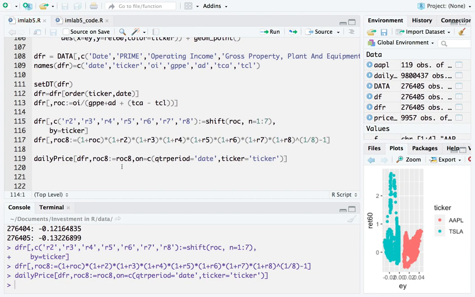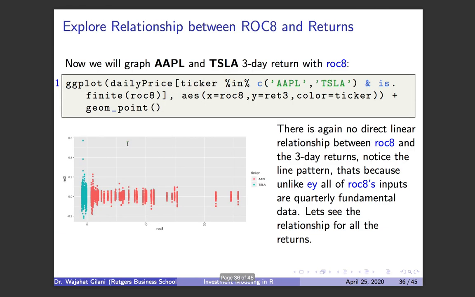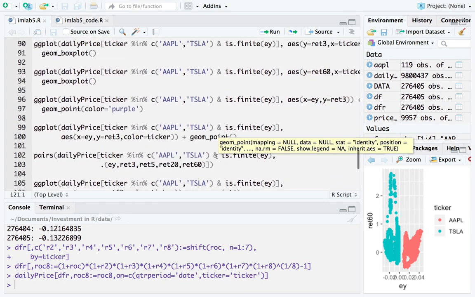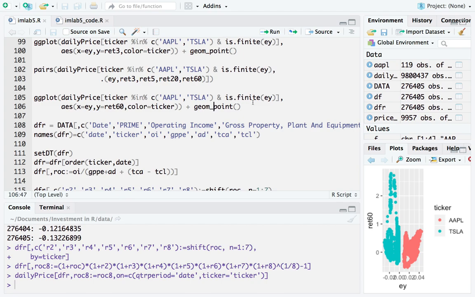All right. So back to our analysis now. Now that we have the ROC8 there, let's go ahead and run back the 3-day return between Apple and Tesla, and instead of earnings yield, let's use ROC8. If we do this, you're going to get this little funky graph right here. So let me go and grab the graph I have from before.